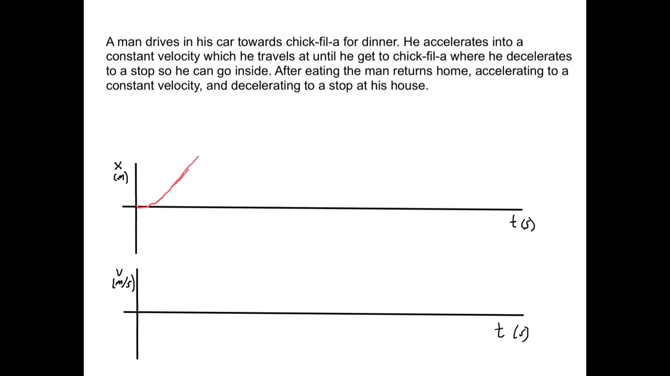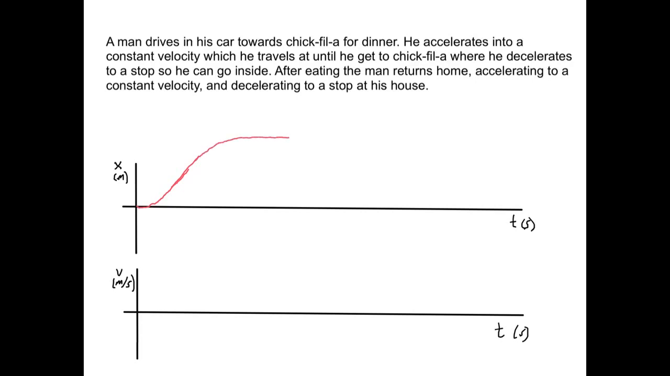Notice how everything is smooth. That is critical, that everything be smooth. So we curve up, accelerating into a constant velocity. If there were any sharp points in a position time graph, that would actually require an infinite acceleration, because you would be changing your velocity instantaneously. So with a position time graph, please make sure that you use curves. You have accelerations in it, like here's an acceleration to a constant velocity, and then the next step is the guy gets to Chick-fil-A, he decelerates to a stop.